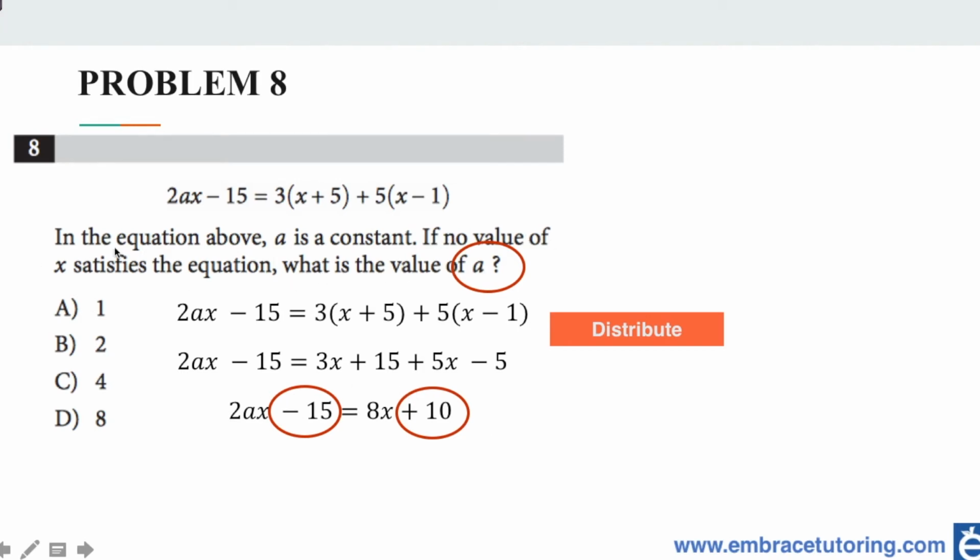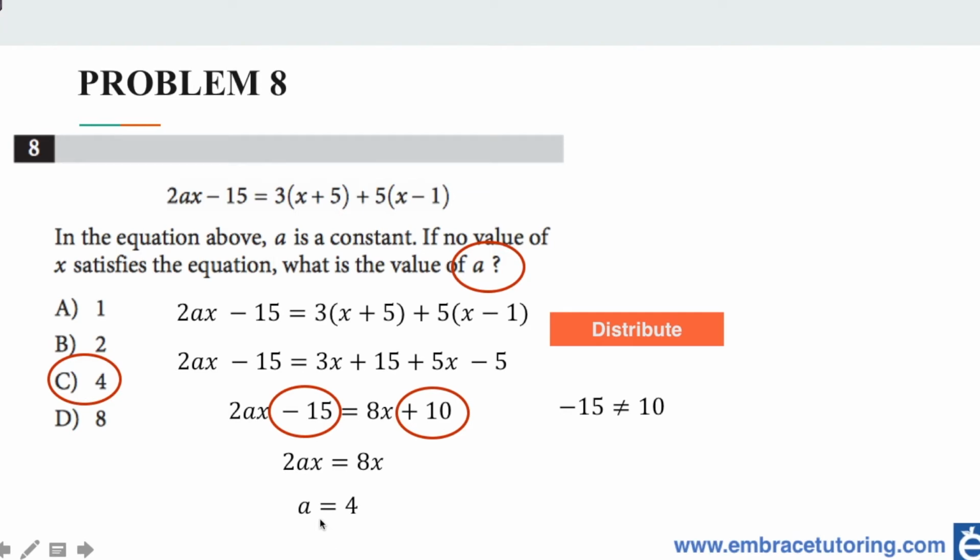It says if no value of x satisfies the equations above, then if 2ax will equal 8x, then because of the fact that negative 15 won't equal 10, I can solve for the value of a, where this equation would not be equivalent. And hopefully you can tell rather quickly that dividing both sides by x and then dividing both sides by 2, when a equals 4, these equations will not be equivalent. So your best answer for number 8 is going to be C, where a equals 4.